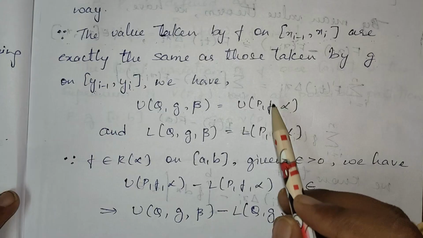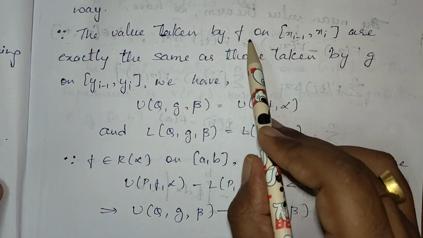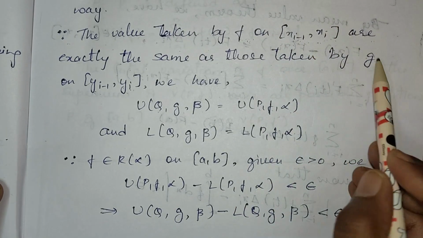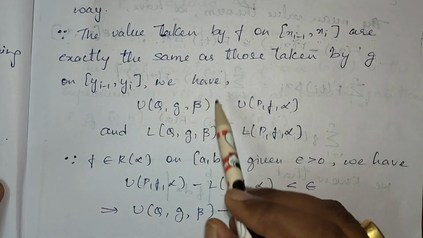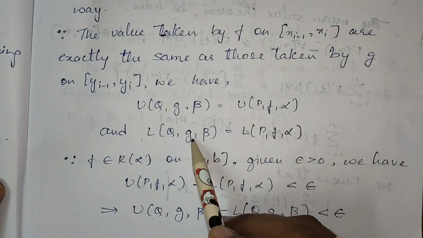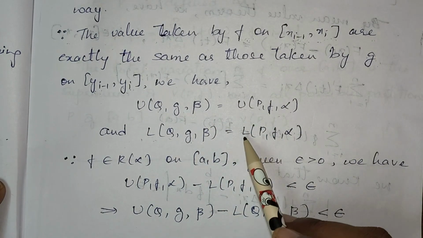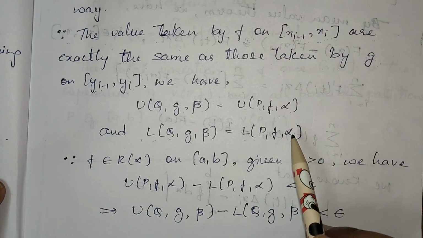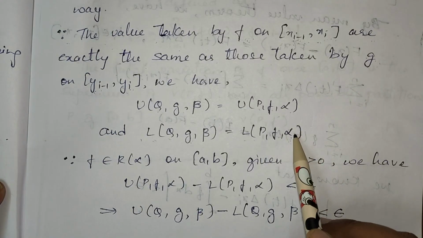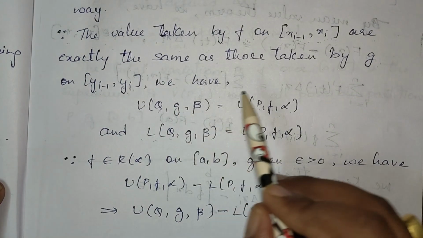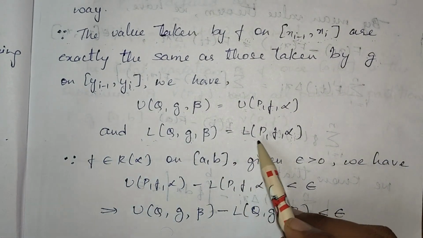See why? Because this f of phi of y_i, that is f of x, is the same as g of y. If f of x is the same as g of y, then obviously the upper sums of f and g will be the same. And similarly, the lower sum of g with respect to Q and beta will be the same as the lower sum of f with respect to P and alpha. Why is this? Because they have given f of phi of y is equal to g of y. So obviously the upper sum of g will be the same as the upper sum of f. Similarly, L of g will be the same as L of f.